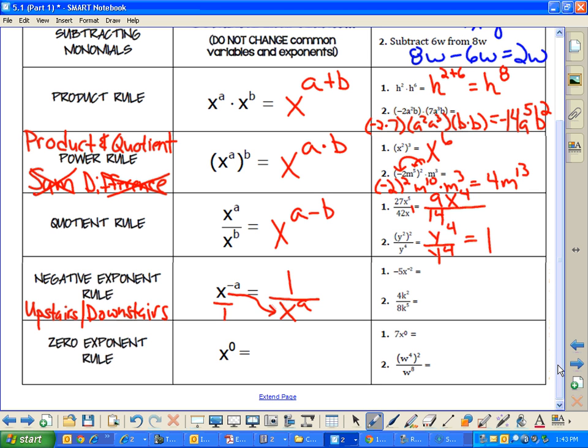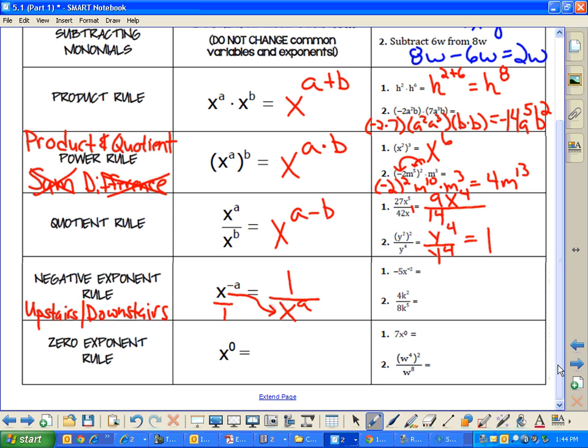So yeah, if you have x to the negative a, you have to move it downstairs, and then you have a placeholder. For instance on number 1 there, do you see how you have negative 5 times x to the negative second, I think? Holy cow. Yes, the littlest font ever.